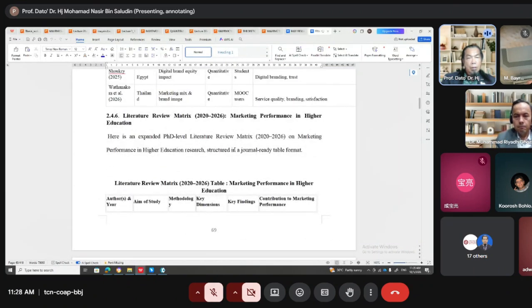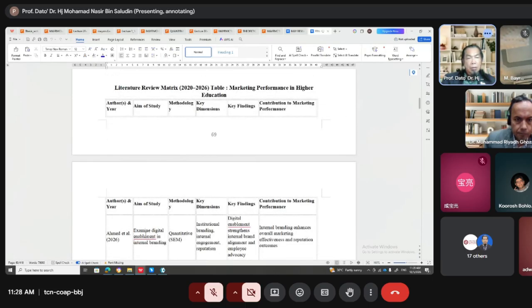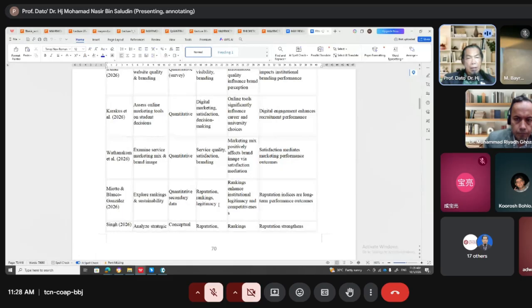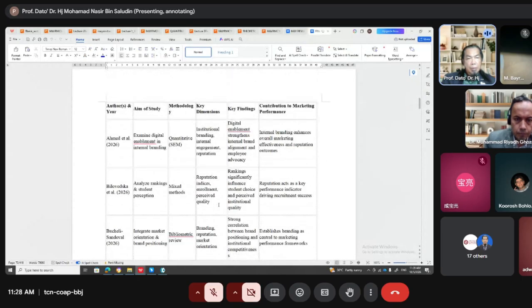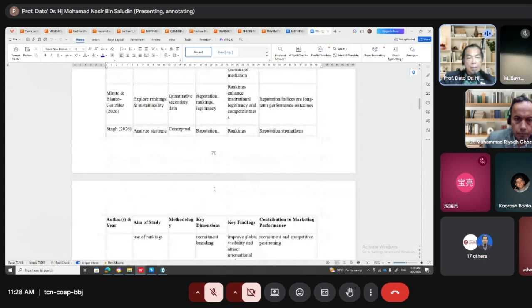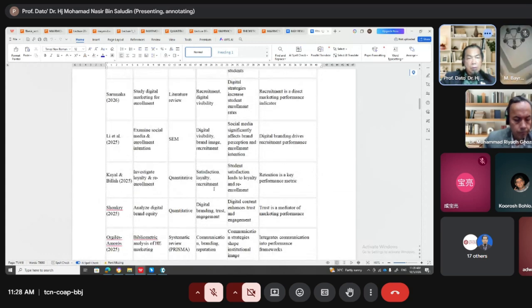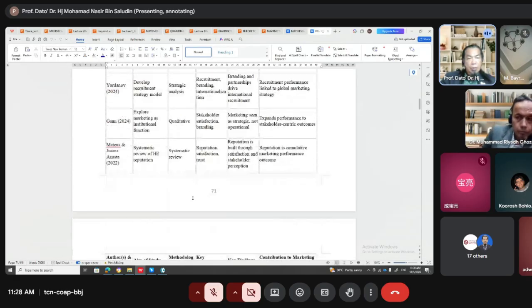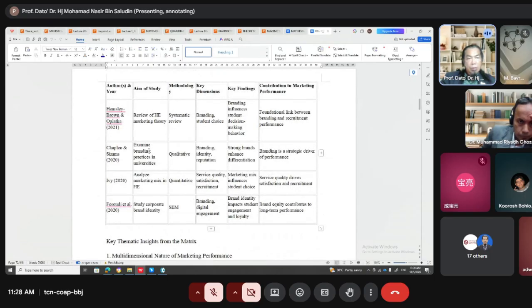This is the literature review metric 2022. Marketing performance. They give all these findings: methodology, key finding, contribution. More on the quantitative, lack of the qualitative, more on quantitative and mixed method. None are doing the qualitative. This is qualitative. Explore marketing function as qualitative. Not many doing the qualitative. This is qualitative.